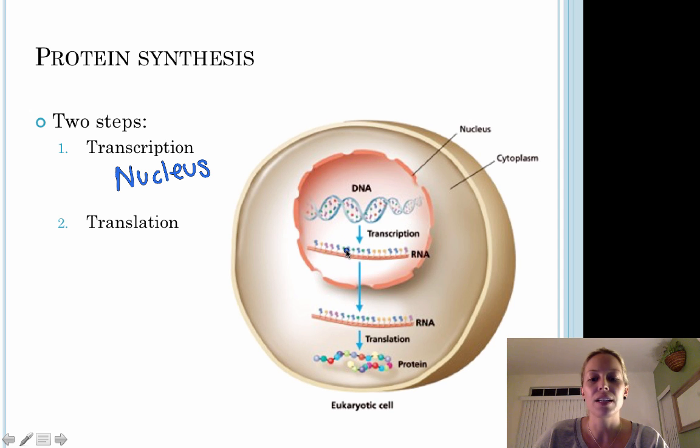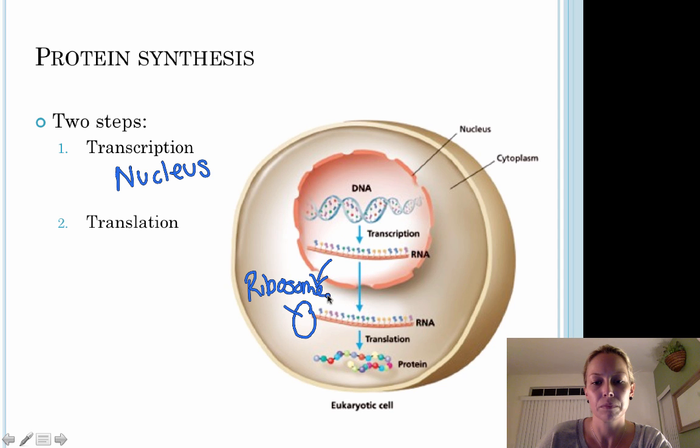That RNA molecule is then going to move out of the nuclear pore and move on into our cytoplasm. Once we're in the cytoplasm, that RNA will meet up with a ribosome, like so. This is my lovely little ribosome here. And our second part of protein synthesis will take place, and that is translation. So translation takes place at the ribosome, in the cytoplasm.